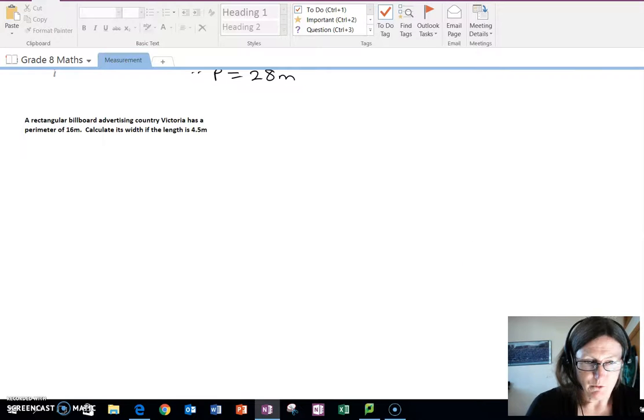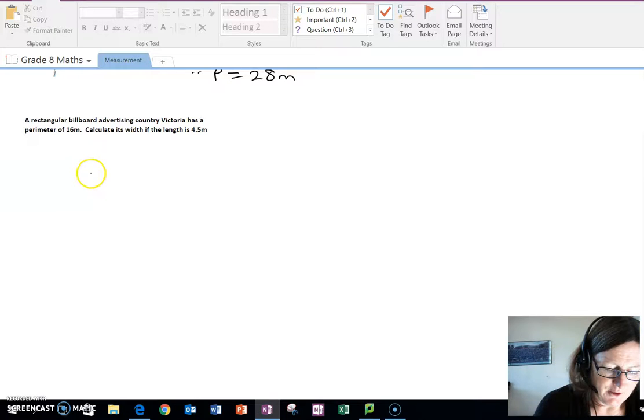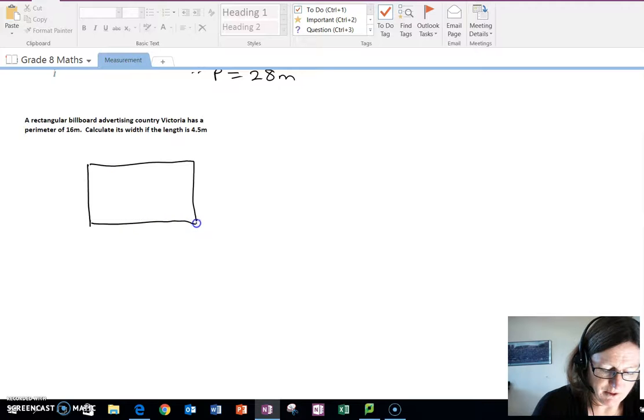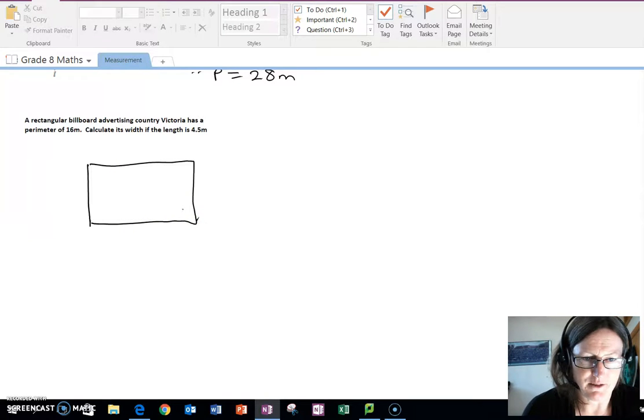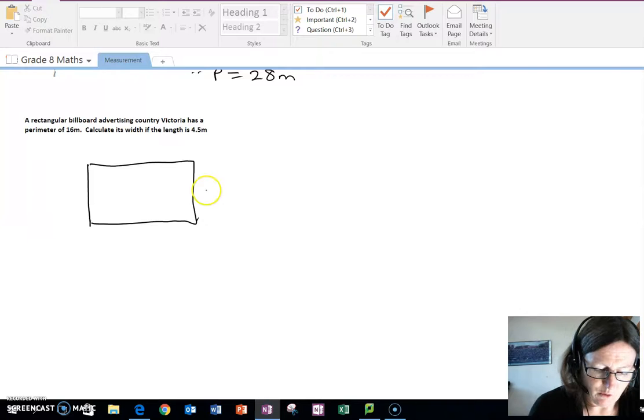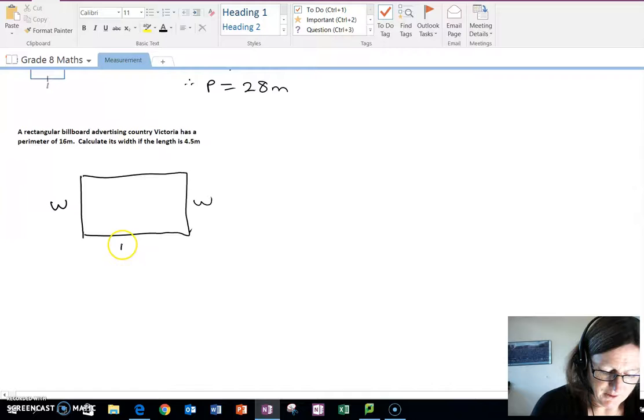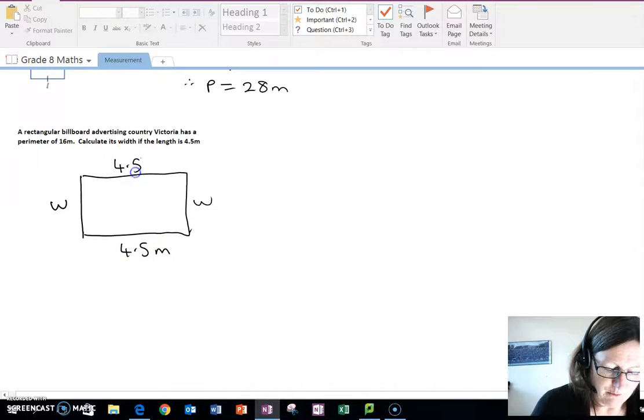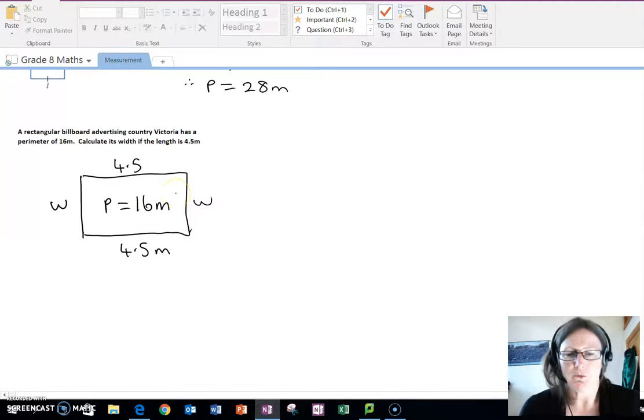This last example is slightly different. Let's look at what we've got. We're told a rectangular billboard has a perimeter of 16 meters. So if I draw a rectangle here, we are told that the distance around that rectangle is 16 meters. We're asked to find the width. We don't know the width, but we know that the length is 4.5 meters. Remembering we're told that the perimeter is 16 meters. So in this one, we're actually not asked to find the perimeter. We're told the perimeter, and we're asked to find the width.